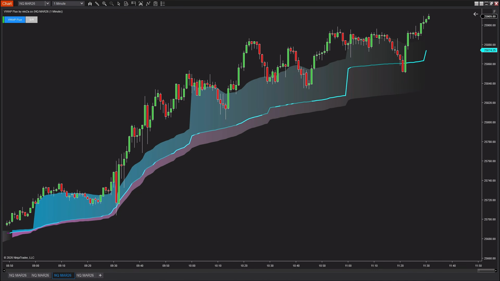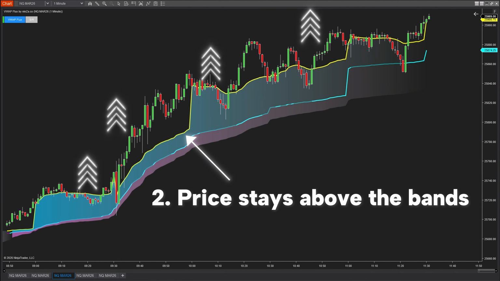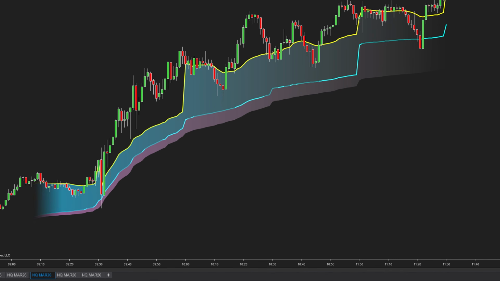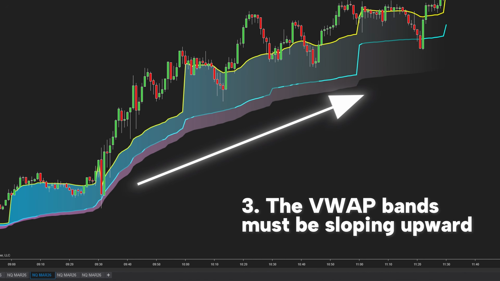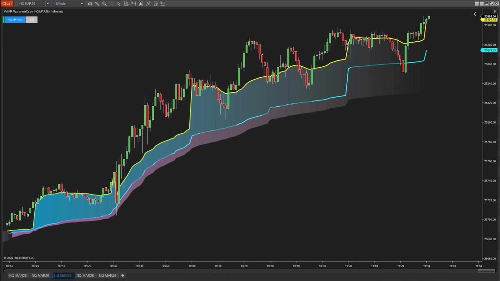Next, the second condition is that price must stay above the upper bands. When price holds above this area, it shows that there is little to no significant resistance overhead. In other words, the market has plenty of room to move higher, and buyers are still firmly in control of the trend. And finally, one more crucial condition is that the entire band structure must be sloping upward. When all the bands are tilted in this direction, it shows that capital is flowing strongly into the market and continuously pushing price higher. This confirms that the uptrend is not only present, but also well supported and sustainable.